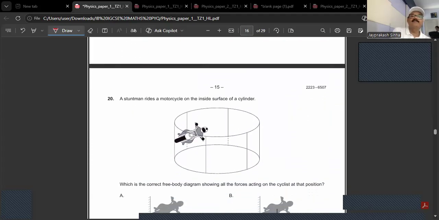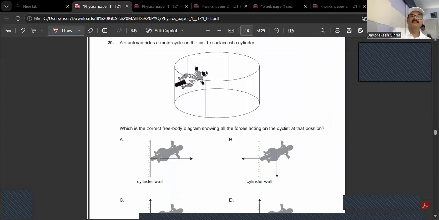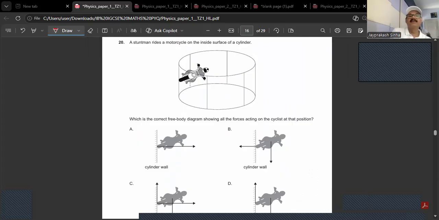Okay. Next question. A stunt man rides a motorcycle on the inside surface of a cylinder. Which is the correct free body diagram showing all the forces acting on the cyclist at that position? So what are the forces acting here? Okay. Contact force, normal reaction force. Normal reaction force is acting in this direction.